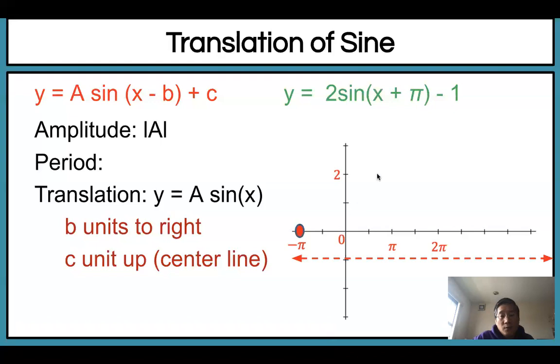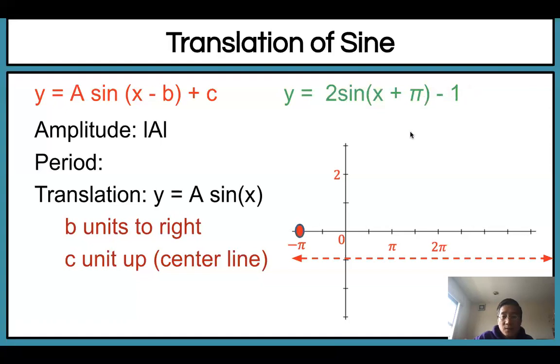And this graph, y equals 2 times sine x, you are going to translate this one to which direction? Pi units to the left, right? That's why it's negative pi. This will be the starting point, right? So this will be the starting point. And then what happened?